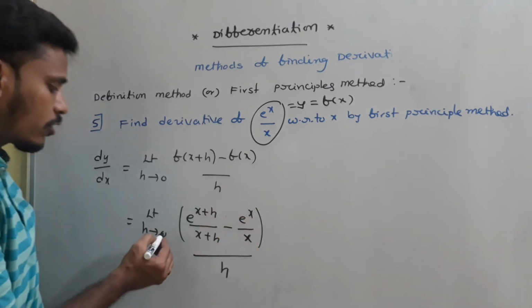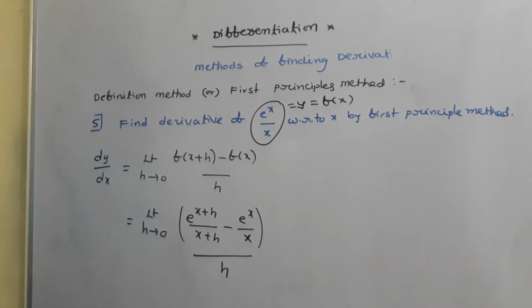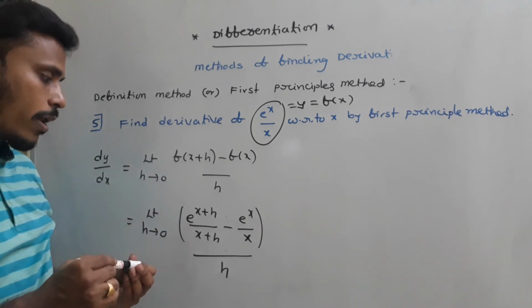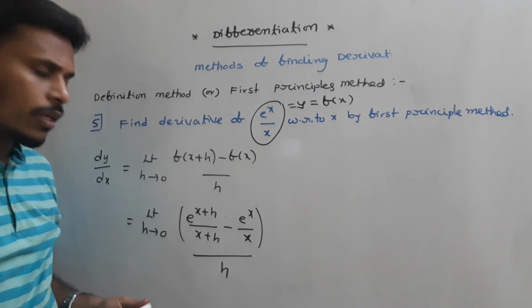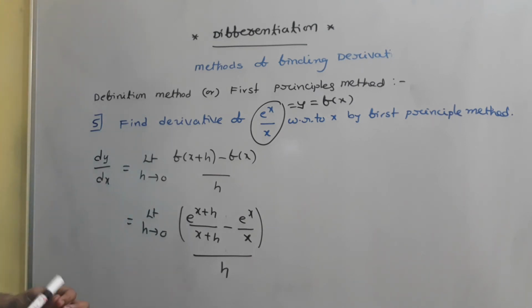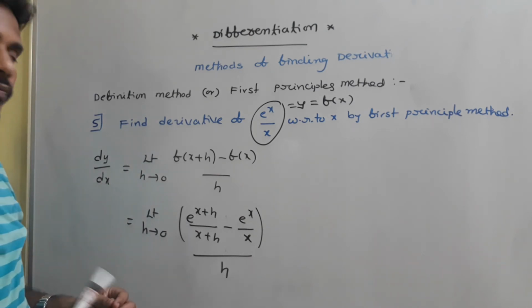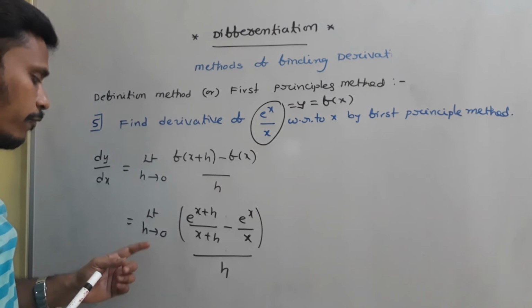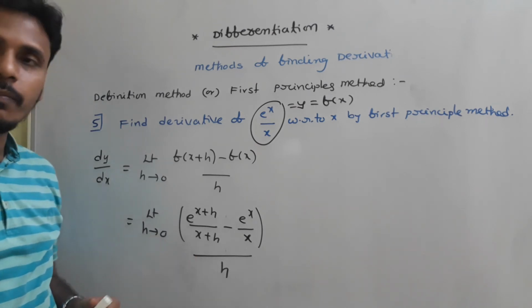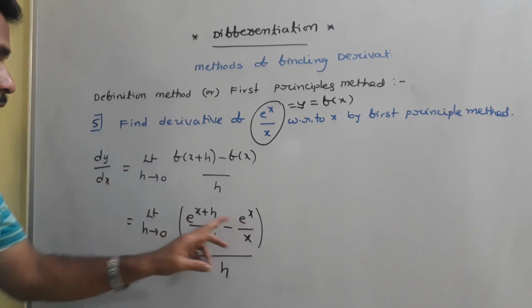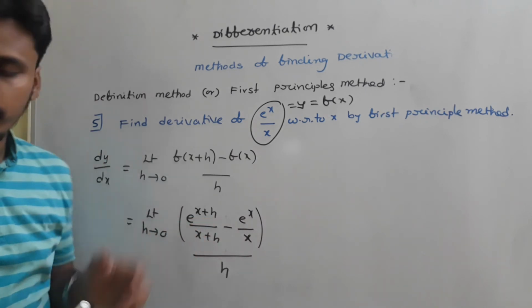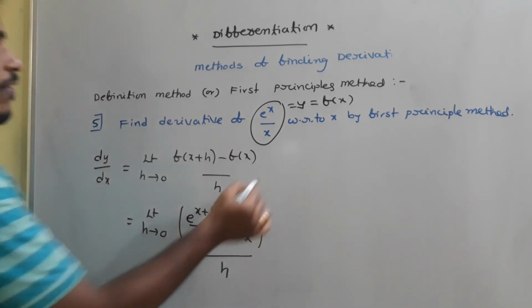So limit h tends to 0 of (e power (x plus h) by (x plus h) minus e power x by x) divided by h. What do we need to do? As h is tending to 0, we need to apply the limit for h, not for the other parts. So you just separate e power x and then take the LCM. What will happen? Just have a look.